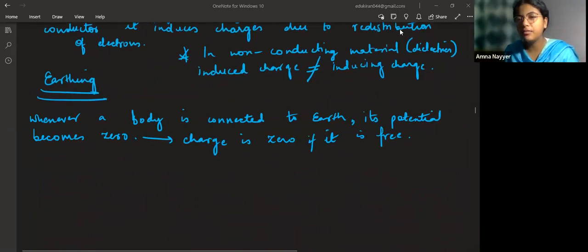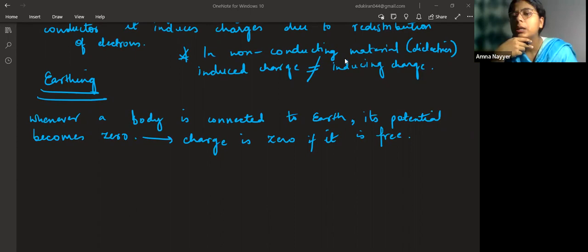One phenomenon that is used in the questions of induction is earthing. You have the basic details of earthing when we do potential, but remember some things at least for solving questions on charging by induction. Whenever a body is connected to earth, transfer of electrons occurs and its potential becomes zero. Right now, just understand that the net charge is zero.